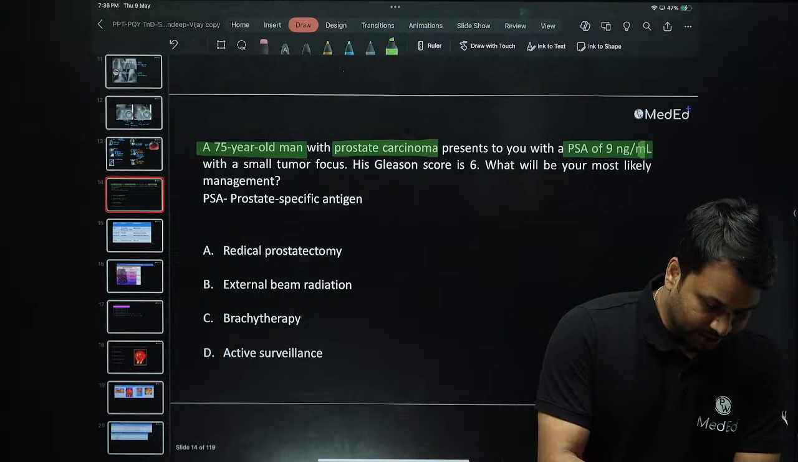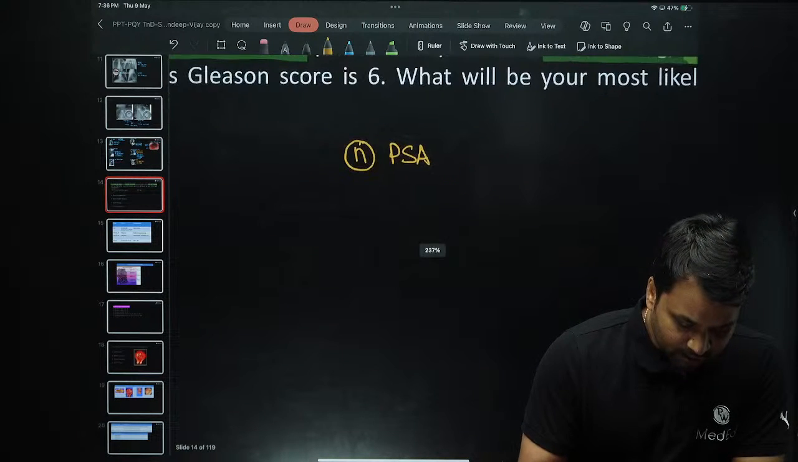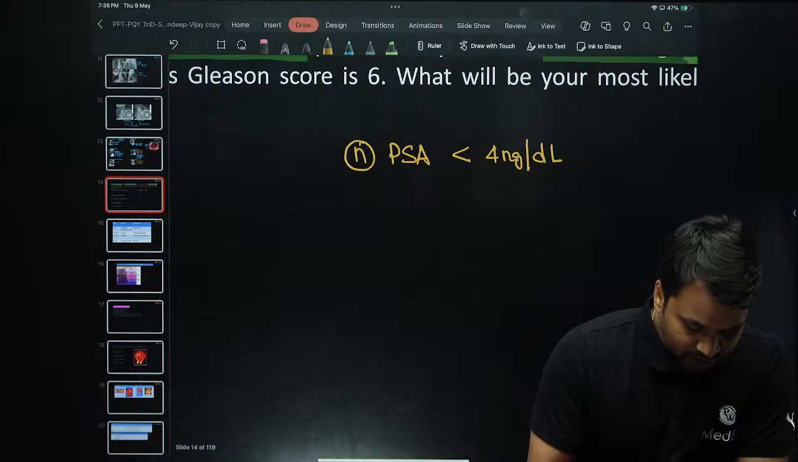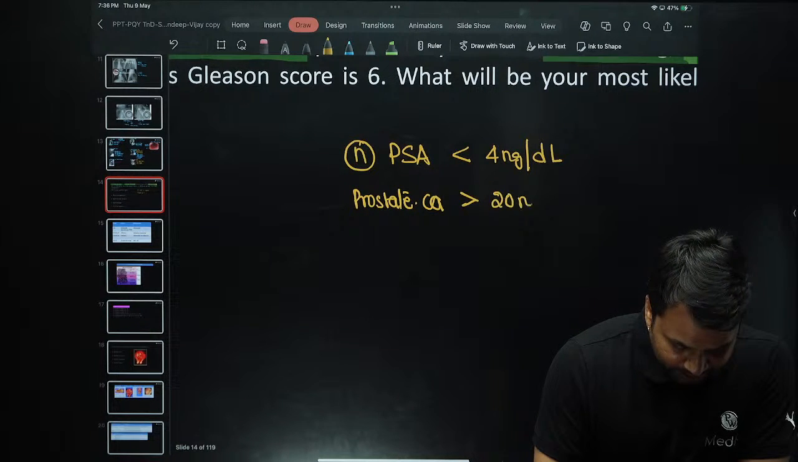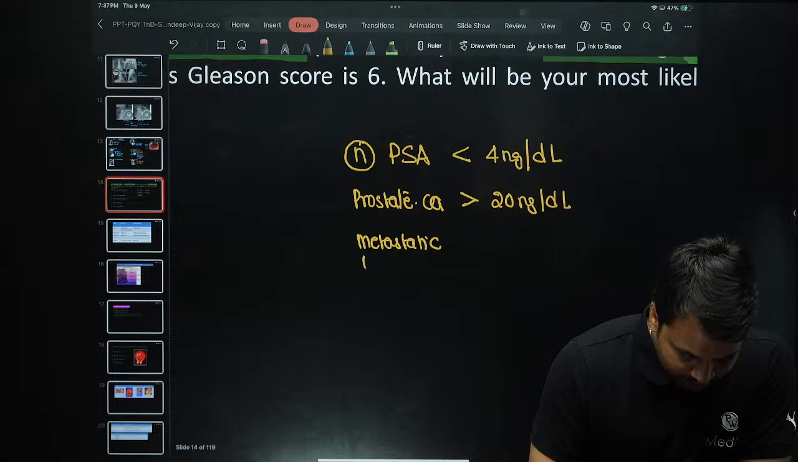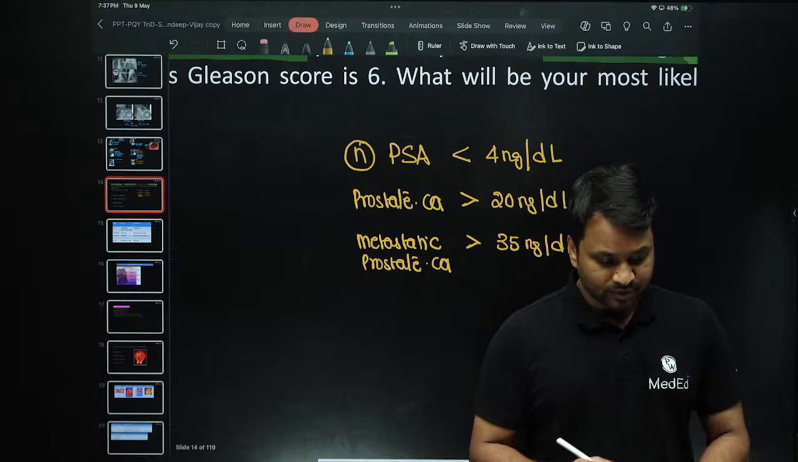For that, you need to understand what is the normal prostate specific antigen. Remember, the normal PSA is less than 4 nanograms per deciliter. Now, if you have a patient with prostate cancer, it is usually more than 20 nanograms per deciliter. If it is a metastatic prostate cancer, then it is going to be more than 35 nanograms per deciliter.